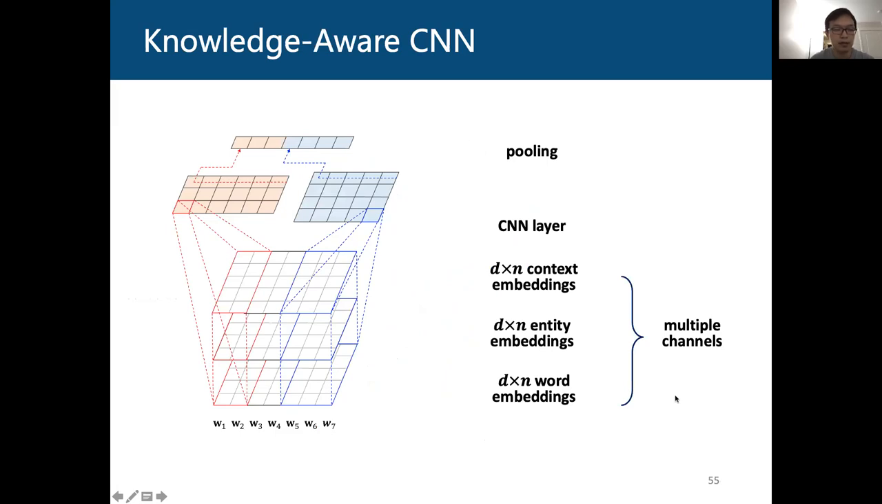The Kim CNN only considers the word embedding. So we propose a knowledge-aware CNN to combine the word embedding and entity embeddings together. Remember that for a given sentence, we have this word embedding matrix in the bottom layer. And if a word is associated with an entity, we also have these entity embeddings. Otherwise, the corresponding entries are padded as zero. So this gives us the entity embedding matrix in the middle layer. And similarly, we also have the context embedding in the top layer. These three embeddings have the same size, and they can be viewed as different channels, right? So we align and stack these three embedding matrices and apply the convolution filters just like in CNN. And we also use max pooling to get the final sentence embedding.